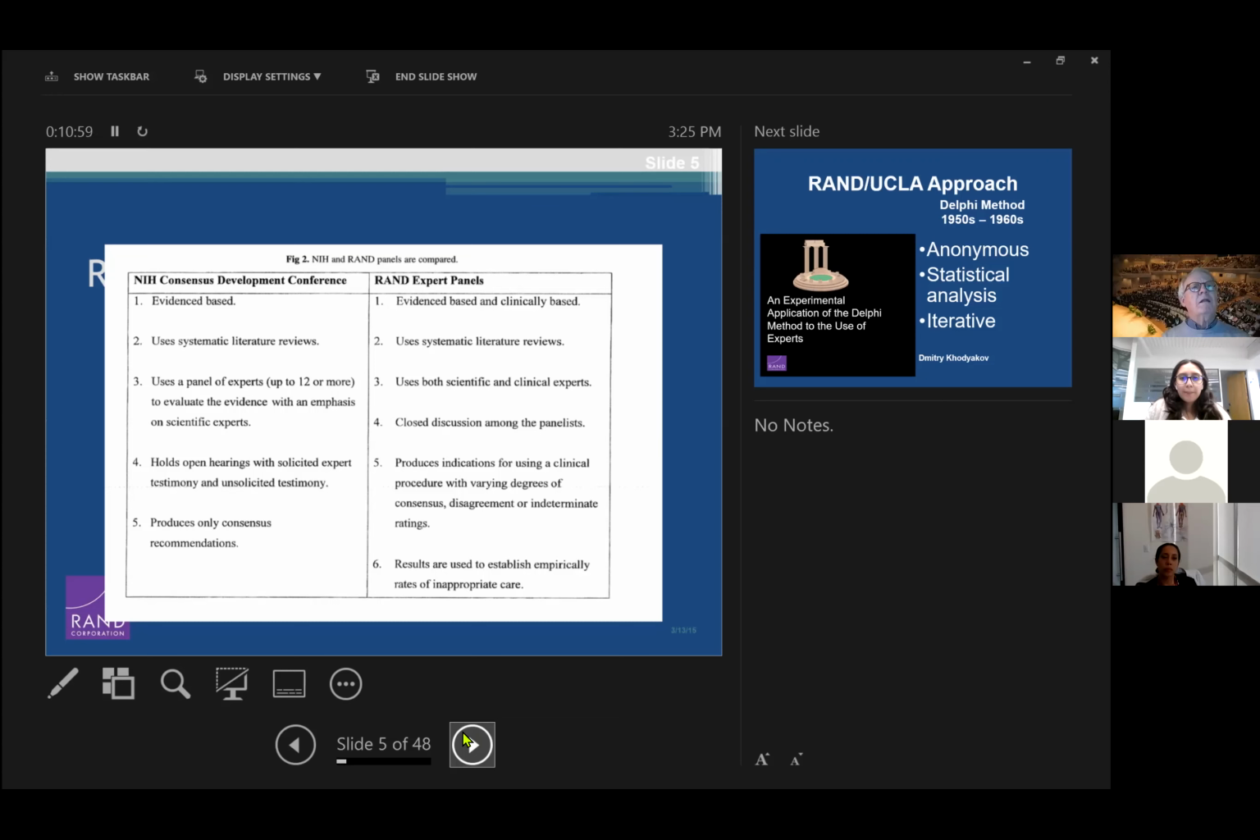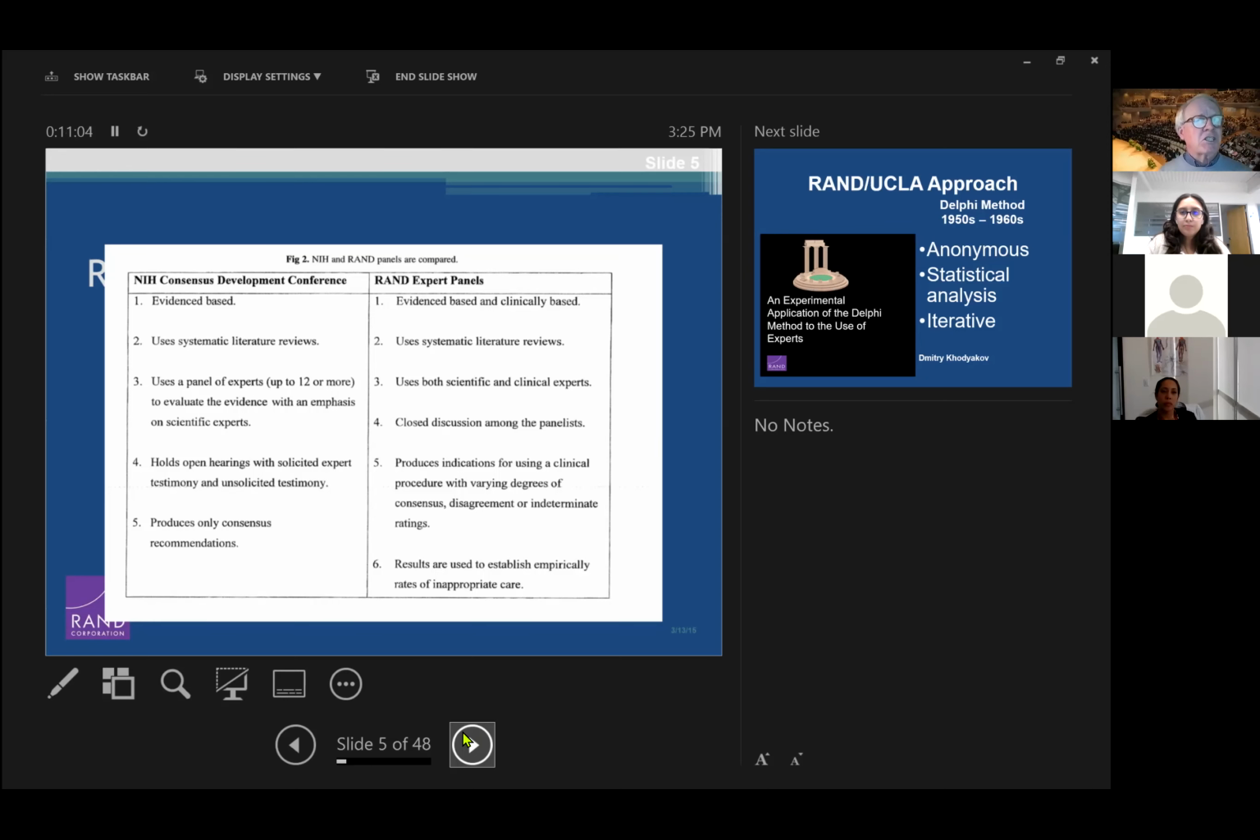The RAND one is that the panels do have researchers and scientists on them, but they also have clinicians. And so clinical acumen and clinical experience is also part of the evidence that can be adduced in a discussion.